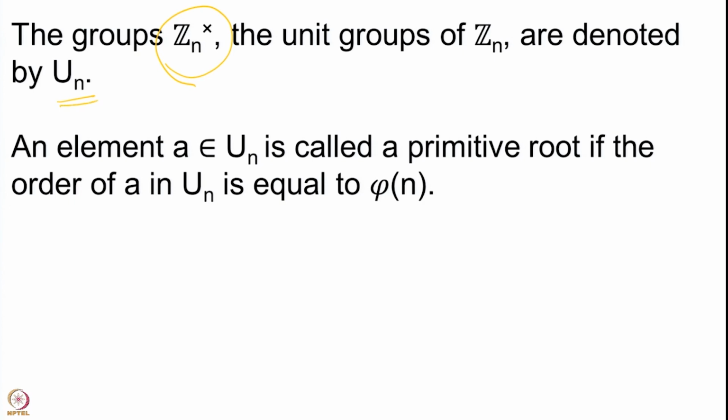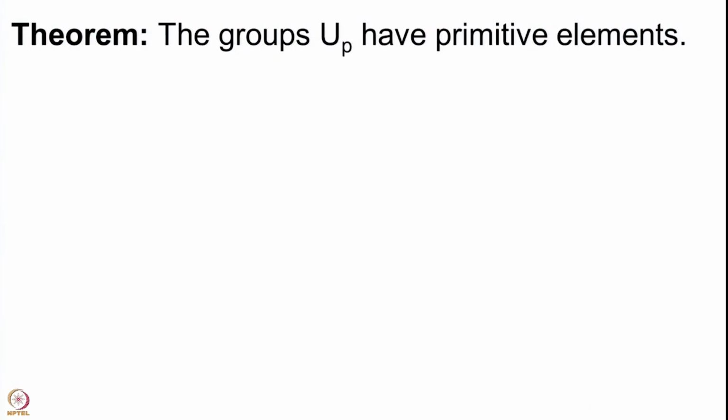There is one thing which we should have noticed, which is that the cardinality of UN is nothing but the Euler phi function evaluated on n. To say that this group is cyclic means to say that there is an element whose order is exactly equal to the order of the group. So, when we show that the group UP has primitive elements, that means we will actually produce one element of order p minus 1.